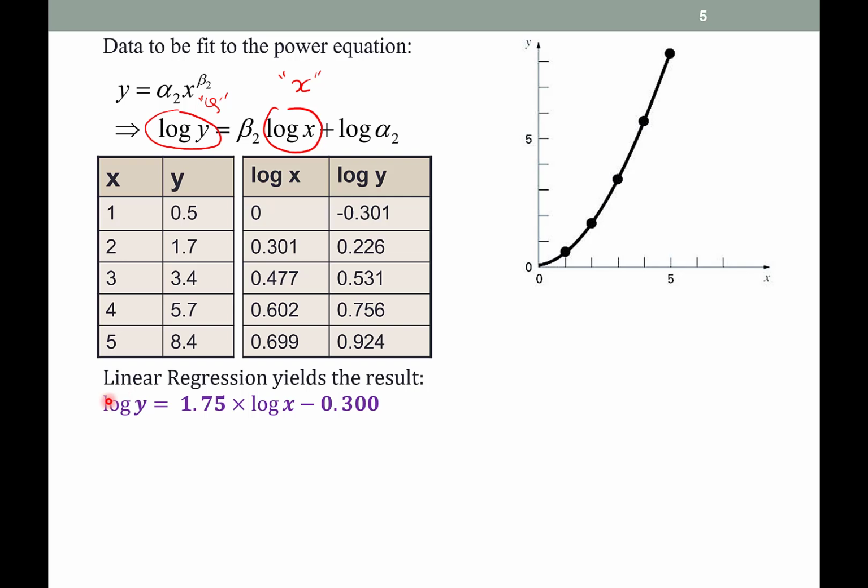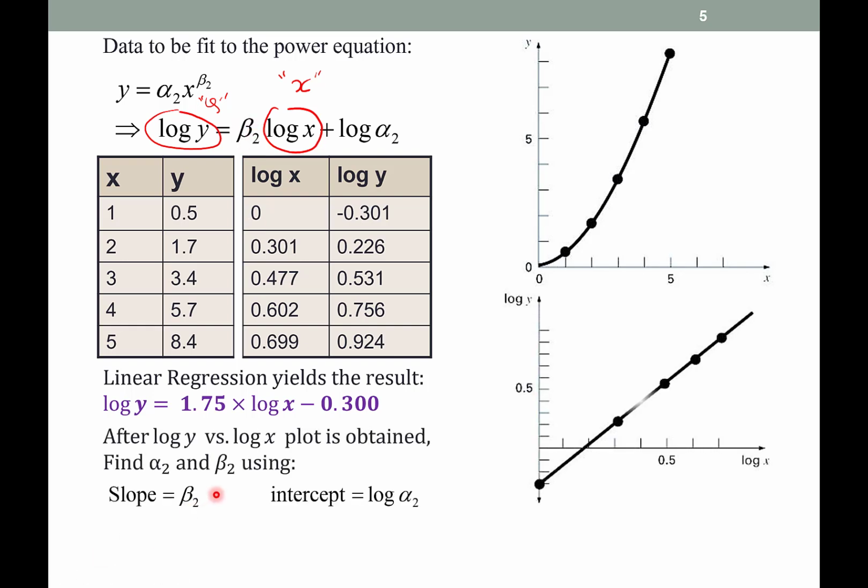I'm not sure if you saw the laser, but this is the linear regression point here, and that's what we're trying to solve for. In this case, we get 1.75 as the slope and negative 0.3 as our intercept. Recall that this negative 0.3 is the log alpha 2, and this 1.75 is the beta 2.